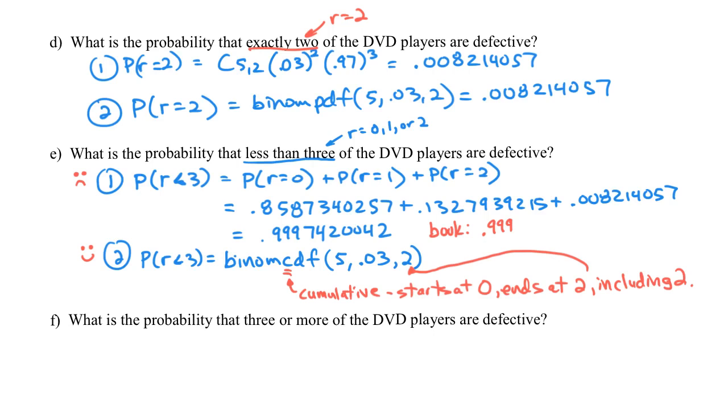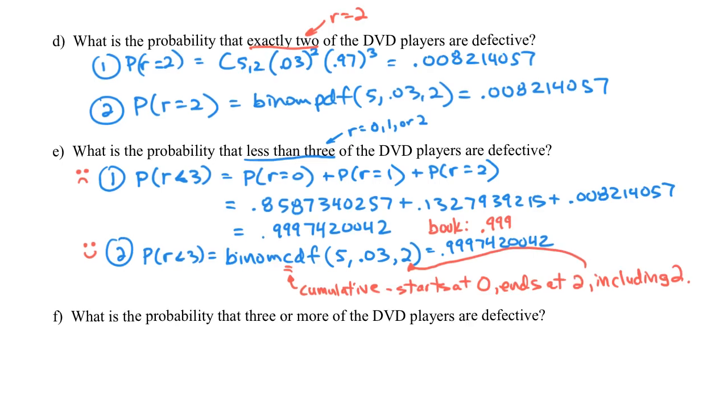Okay, so you punch that in, and we should get 0.999,742,0042. Okay, so hopefully that worked. So binomial CDF is really nice when we're trying to figure out the probability of something less than. So there's like less than 3, less than 4, less than 2, something like that. Then we can go right to binomial CDF. And we can always use CDF if it says less than, because 0 is less than that. So we'll start at 0. So here's where it gets a little trickier.